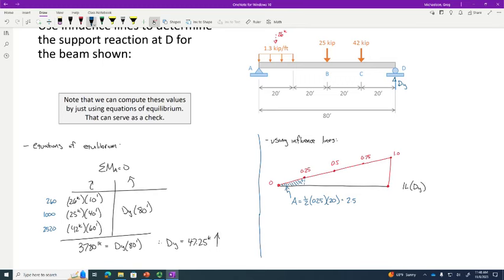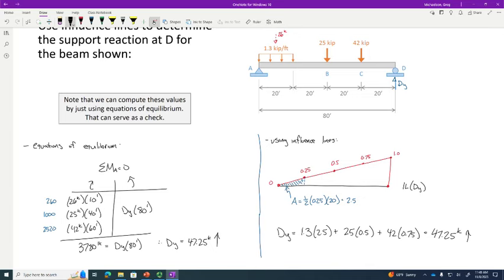Watch this. I propose Dy is going to be 1.3 times 2.5 plus 25 times 1/2 plus 42 times 0.75. If you chug it out, you'll get the same answer. So what did I do? Distributed load times the area, load times value, load times value. Check me if I'm wrong, but that will be the exact same answer.